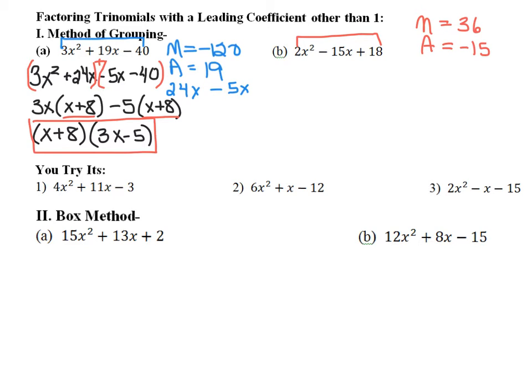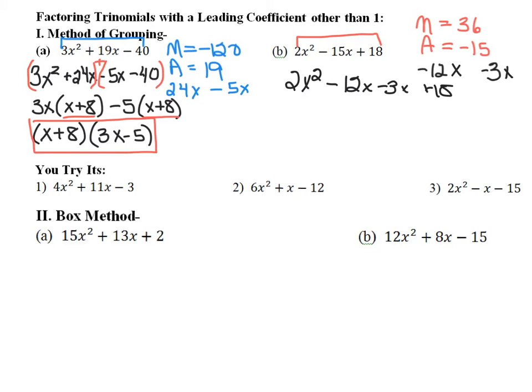Since 36 is a positive number, I know that I'm either going to multiply a positive times a positive or a negative times a negative. Since the add is negative, I think I've got to use two negative numbers. So negative 12 times negative 3 multiplies to give me 36, but when I add them together I get negative 15. Put an x or whatever variable is with each one, and then go back to my original, keep the first term 2x squared. Fill in the missing two middle terms, negative 12x minus 3x, keep the plus 18.